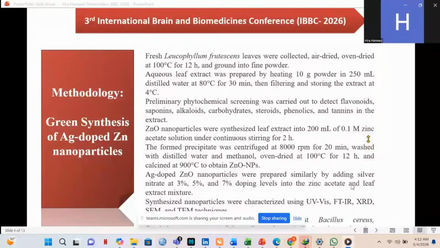Here is the diagrammatic representation of the methodology: leaves, then dried and made into powder, solution preparation, filtration, extract, centrifugation, and then, at the end, the prepared nanoparticles. Here is some phytochemical analysis of L. frutescens extracts.